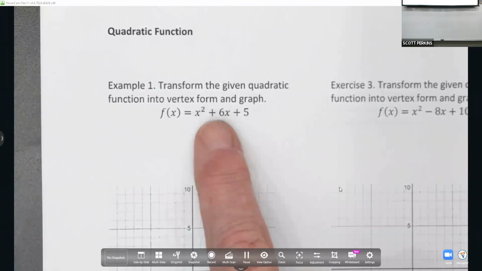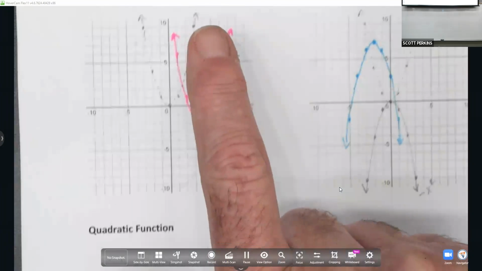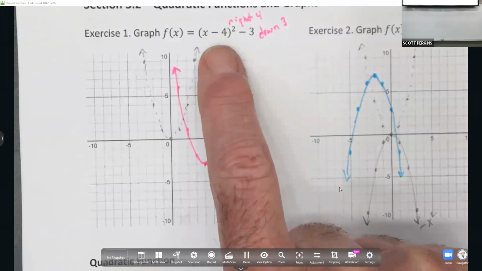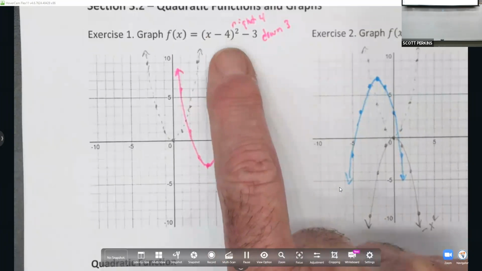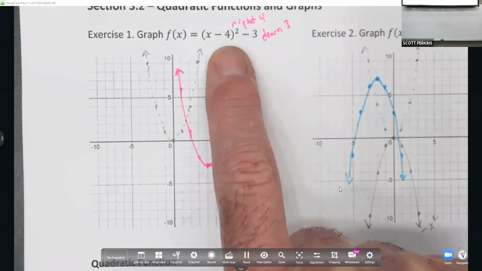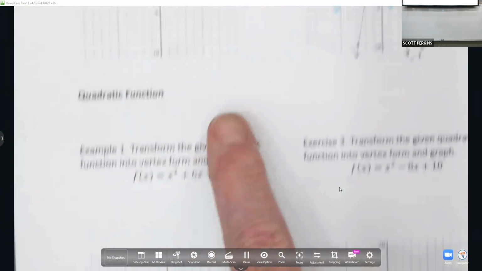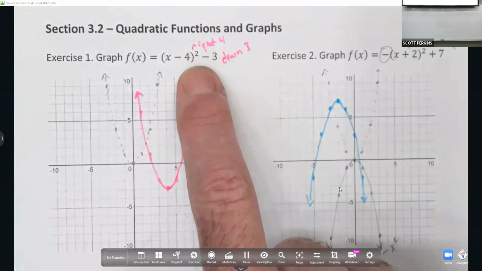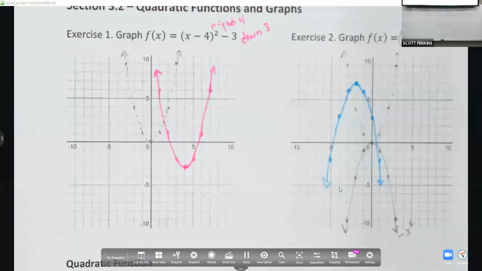But how can I take this and write it in the format that I've gotten used to graphing? Okay, and I'm going to call this up here vertex form. I don't know if that's the official lingo for it, but that's what I like to call it, vertex form. So what we're going to do first is we're going to learn how do I convert the function from this format to this format right here so that I can graph it nice and easily. So that's where we're going to be next time.